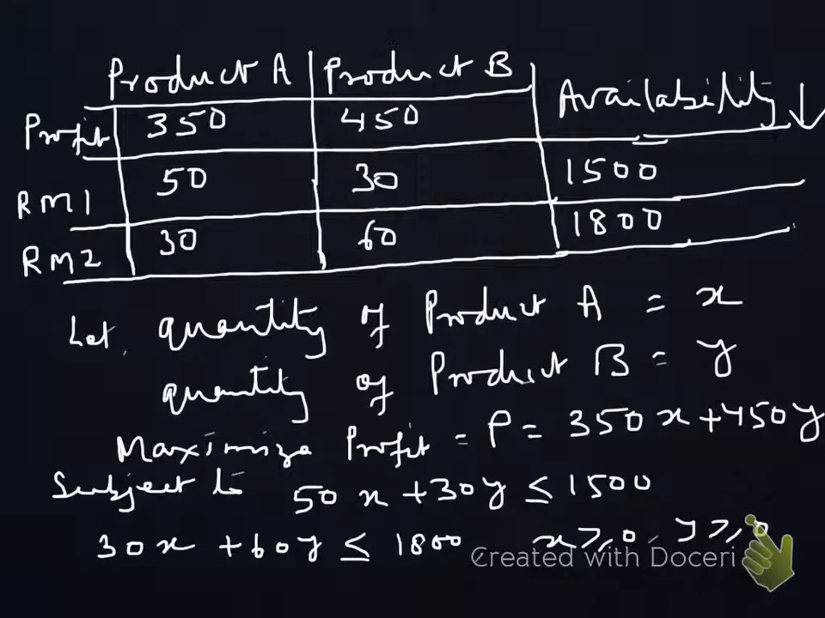Data from that question has been presented here in tabular form. Product A and product B, profit values are given here, 350 and 450 rupees per unit. Product A requires 50 and 30 units of raw material 1 and raw material 2. Similarly, product B requires 30 and 60 units of raw material 1 and 2. The availability of raw materials are given as 1500 units per day and 1800 units per day. So these data are presented in this table.